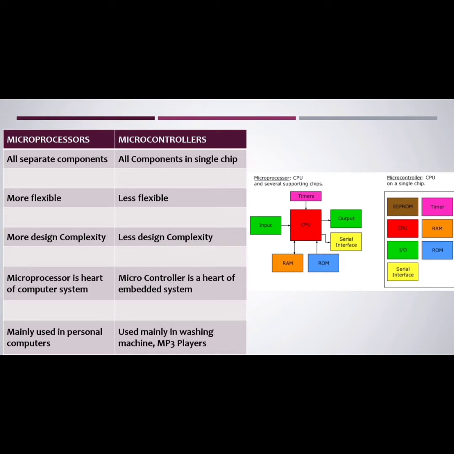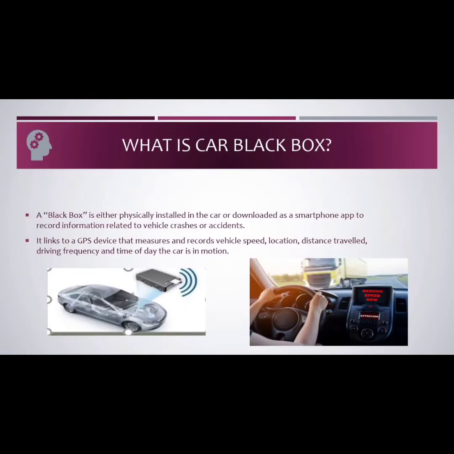You can see a microprocessor has all separate components, and it's more flexible with more design complexity. Microprocessor is the heart of the computer systems. It is mainly used in personal computers. On the other hand, microcontrollers use all components in a single chip. It is less flexible and has less design complexity. Microcontroller is the heart of the embedded system. It is mainly used in washing machines, MP3 players.